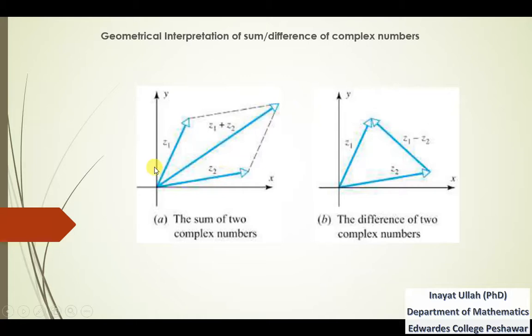So the sum is actually the diagonal of the parallelogram between z1 and z2, and the difference of two complex numbers is actually a vector from the second complex number towards the first complex number.